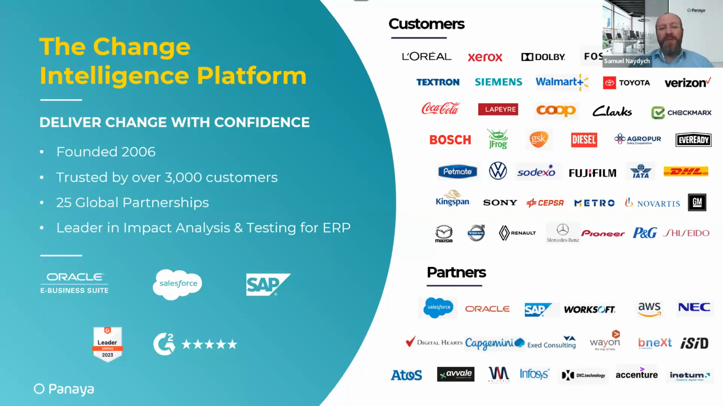So first of all, let me introduce Panaya, which is the change intelligence platform. If you haven't met us yet, we are delivering changes with confidence, and we were founded in 2006. Panaya has deep and long experience in SAP environments, and we are the leader in impact analysis and testing for ERP. We are trusted by more than 3,000 customers around the world and have performed a huge number of projects with them. Some of our customers you can see on the right side.